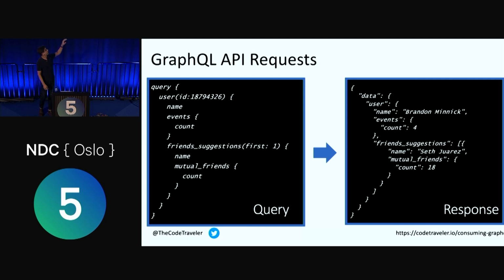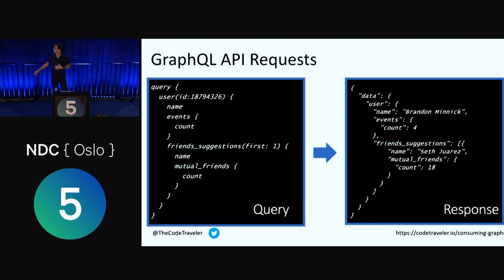So there's the user, name Brandon Minnick, that's me. Looks like I had 4 upcoming events count. And it gave me 1 friend suggestion, just like I asked for. It looks like it's recommending my friend Seth Juarez, and we have 18 friends in common. So this is really cool because, again, most of us probably already know how to handle this JSON response.